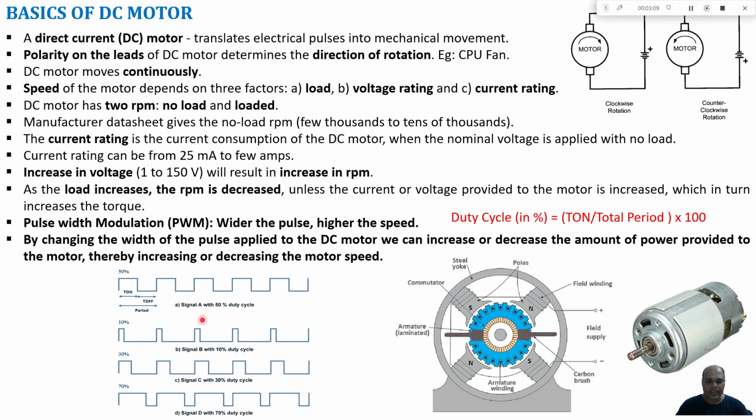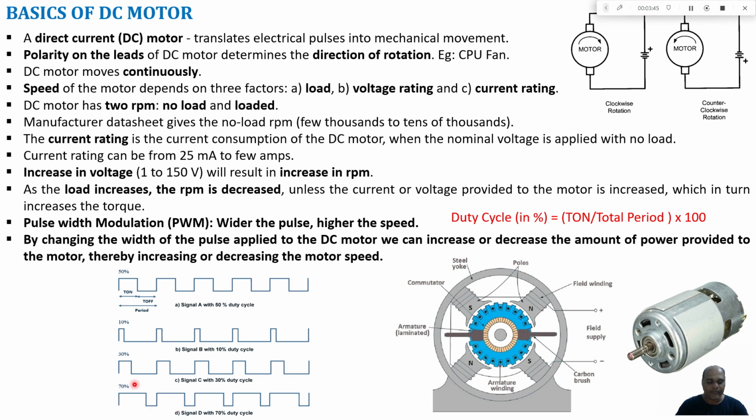For example, here in A, we have a 50% duty cycle square wave. Out of the total period, for 50% of the time we have on time, which is called a 50% duty cycle. In graph B, we can see that only for 10% of the time out of the total time period we have on time, so it is called a 10% duty cycle. In the same way, in graph C, 30% of the time we have on time out of the total time period, so it is called a 30% duty cycle.